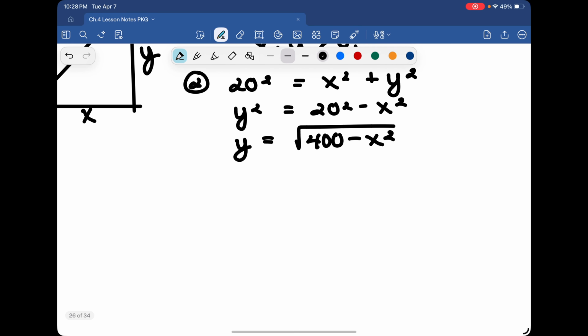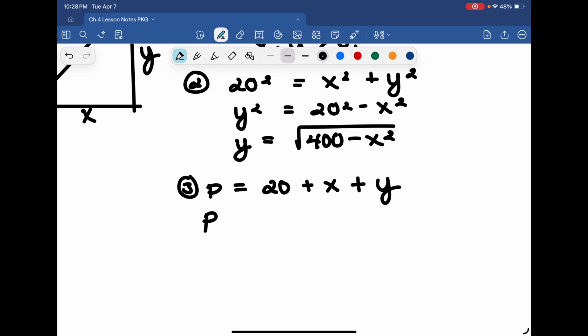So when I do my perimeter statement, the overall perimeter of this is going to be equal to the 20, which is the hypotenuse, plus the X, plus the Y value, which means that the perimeter is going to be equal to 20 plus X plus the square root of 400 minus X squared.